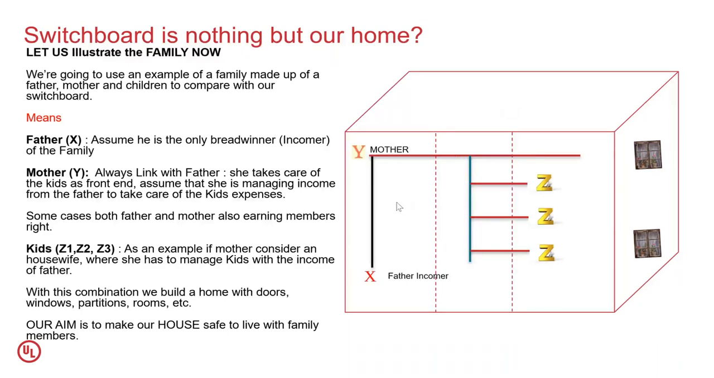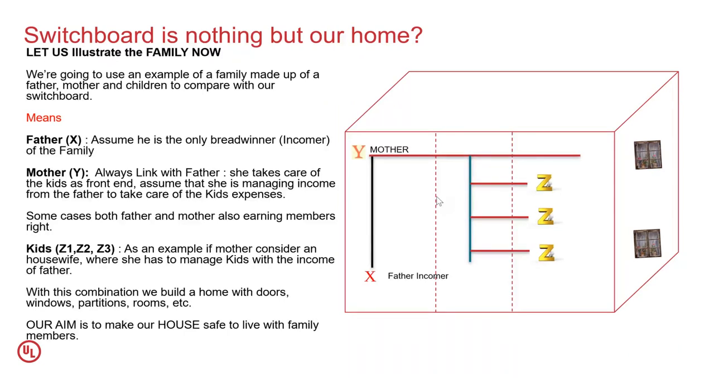Correct? If you see the screen, mother is available there. Always kids are delivered by mother, never by father. Hence, mother delivered kids Z1, Z2, Z3. In a house, father is the income earner for the home. Mother takes the income from the father and distributes it to the kids depending upon the number of kids.